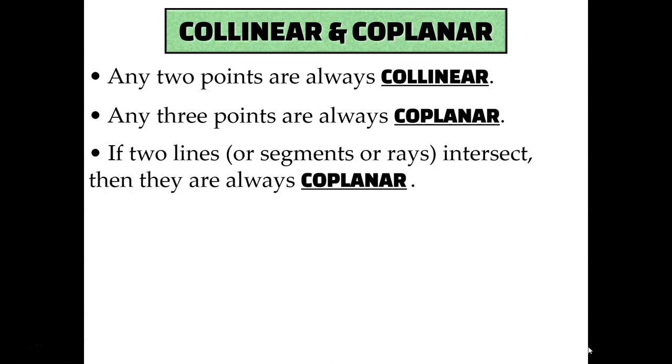And then one extra piece of information is that if 2 lines or rays or segments intersect, then they have to be coplanar. So for example, look at the tile floor in your classroom. Each of those intersecting lines between each of the tiles indicate that since those lines are intersecting, those lines have to be coplanar as well. So that's all you need to know about collinear and coplanar points.